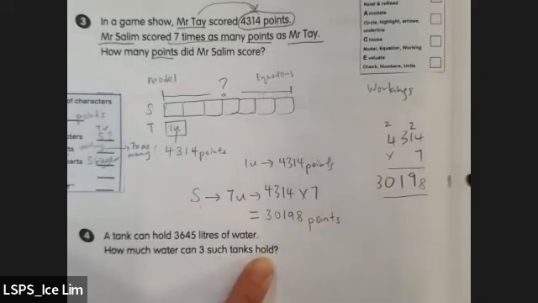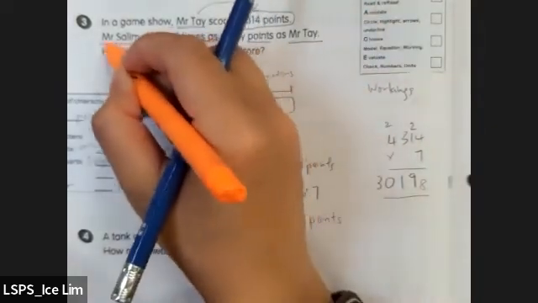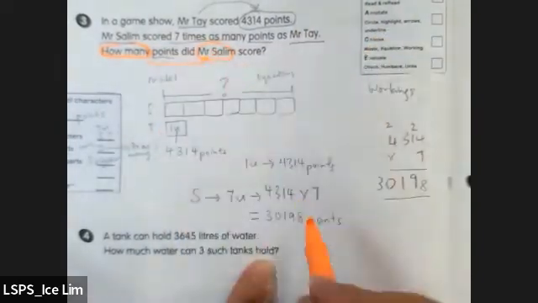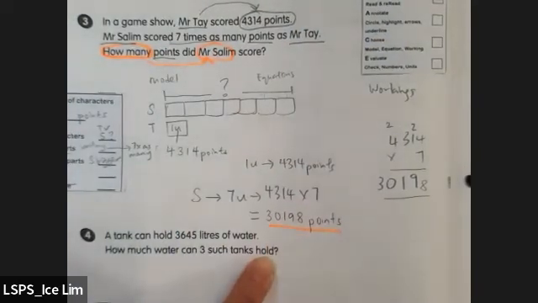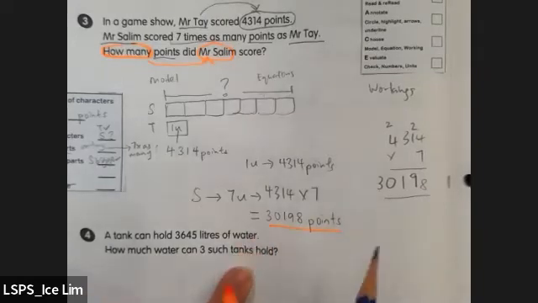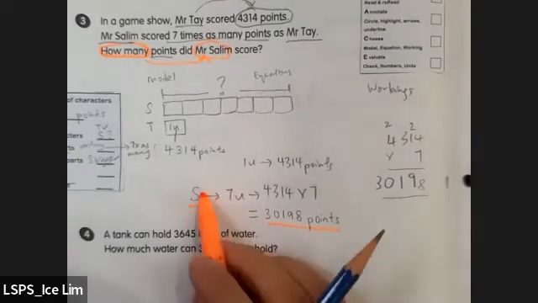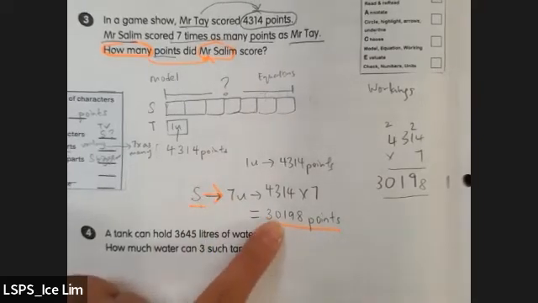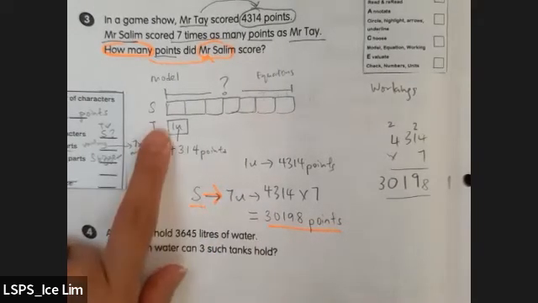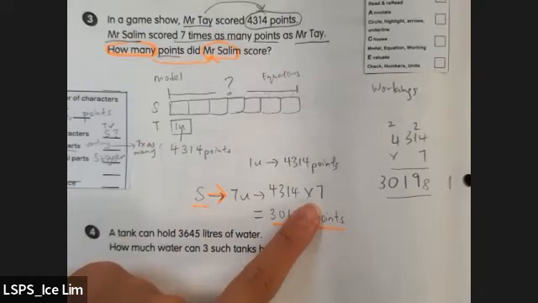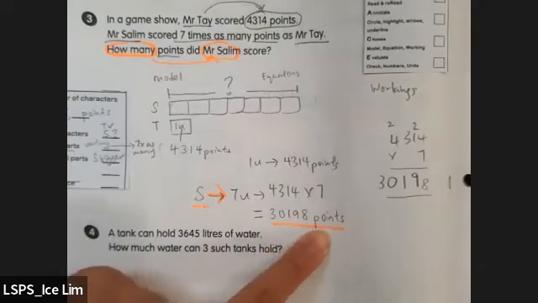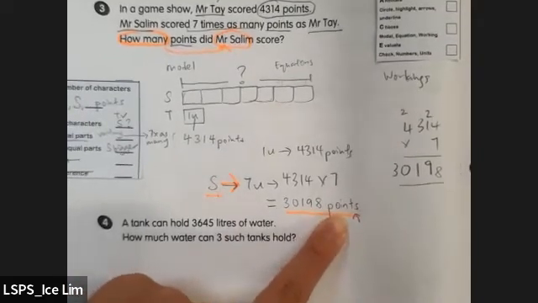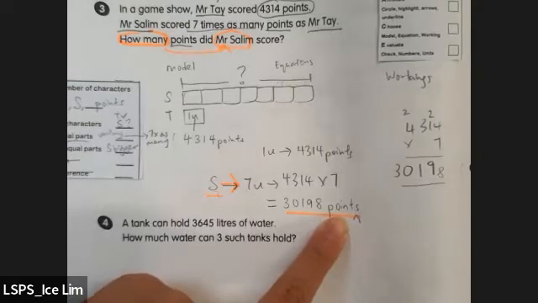So if you notice, I usually end with the equation that shows the answer. Mr. Salim, with the arrow that shows the relationship, his relationship with Mr. Tay was 7 times as many. So the number of points is multiplied, and I've got my units. The units is points here. Not dollar sign, not apple, not liters, it is points.